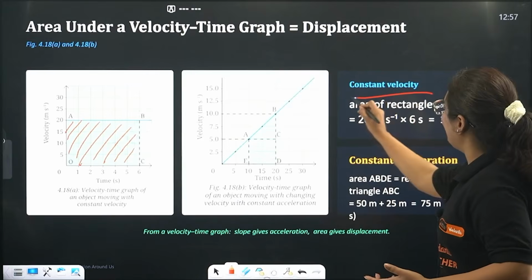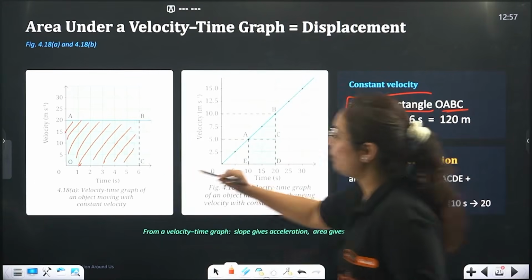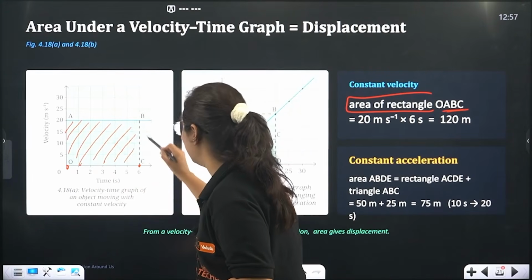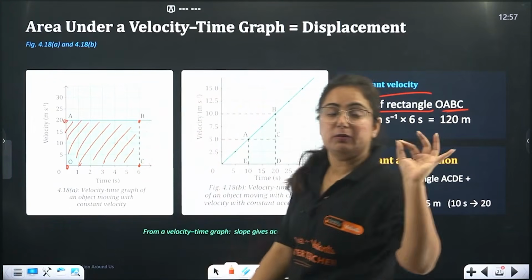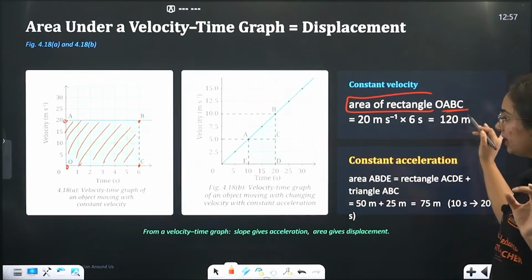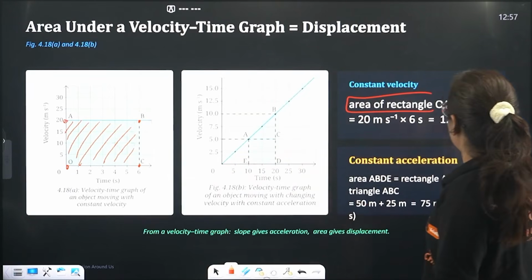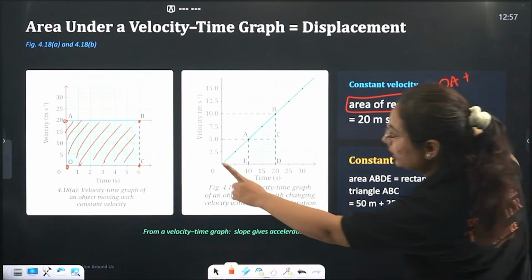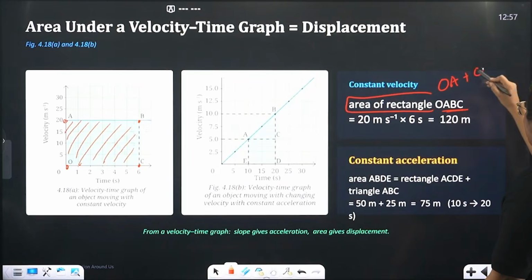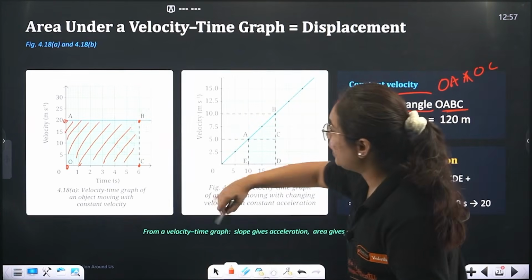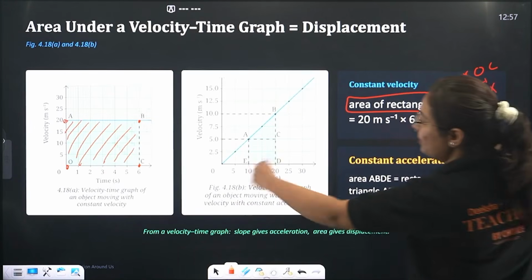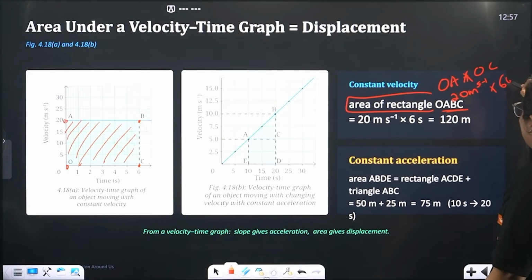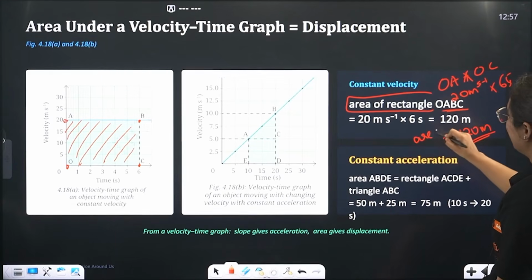Obviously, the area of rectangle OACD, because we pointed O as the origin point, C as the time, B as the position where the object has reached, and A the position where the object started. OACD, right? So OA here becomes what? OA into what, beta? OC. So what is OA here? 20 meter per second into how much time it has taken? 6 seconds it has taken. So how much meter, beta? 120 meter is the area covered by the object.